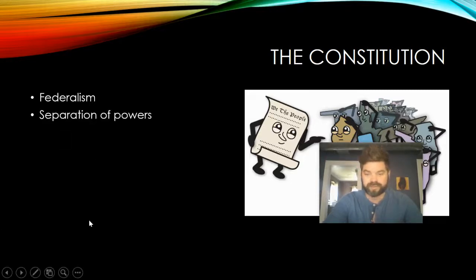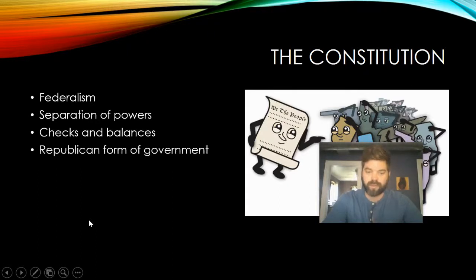Separation of powers: there are three branches of government. Checks and balances. Republican form of government. Okay, we don't have a direct democracy in the United States. We have a republic. We vote for representatives that represent us in government.